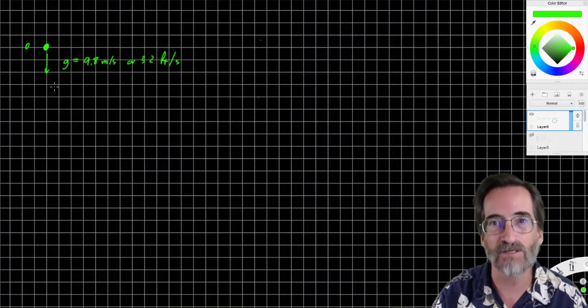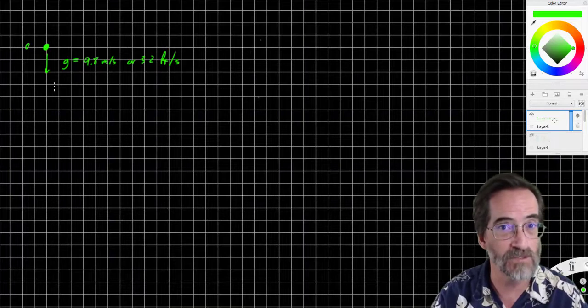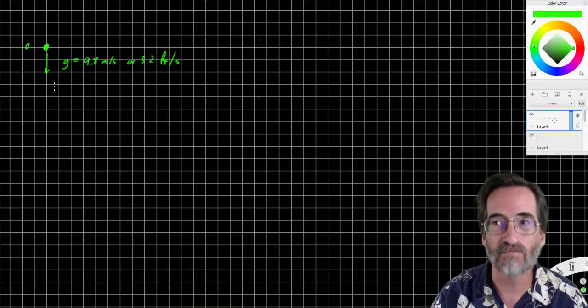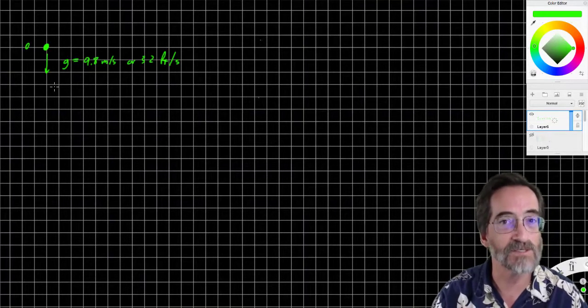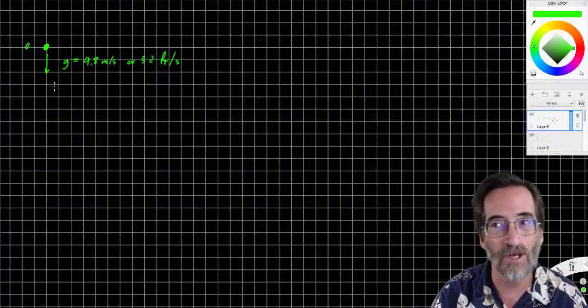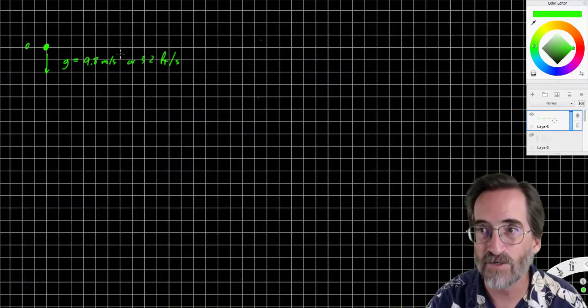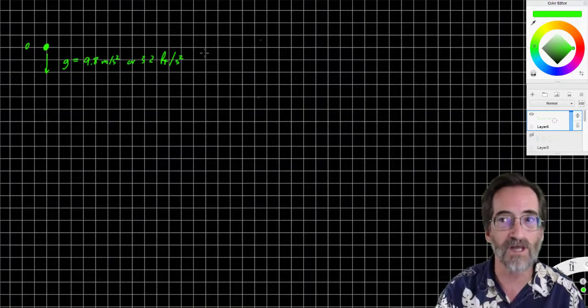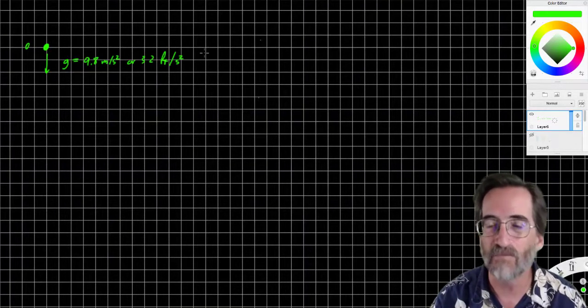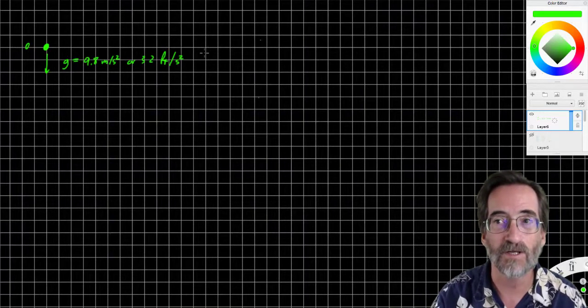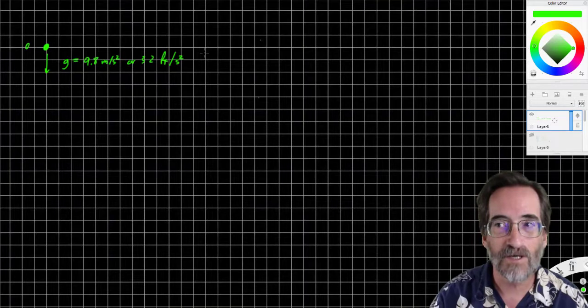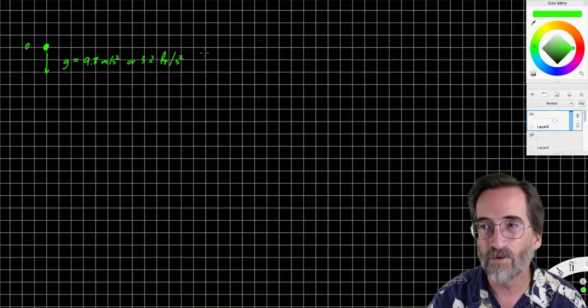After 2 seconds, the ball will be traveling 64 feet per second. After 3 seconds, 96 feet per second, and so on, constantly gaining another 32 feet per second every second. So actually it's meters per second squared, or feet per second squared. That's acceleration, and that is constantly changing.